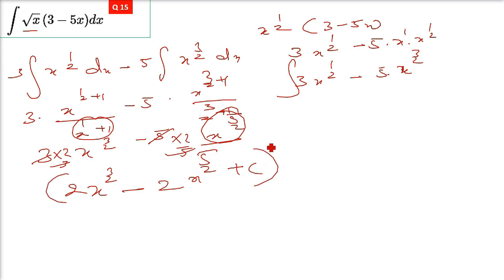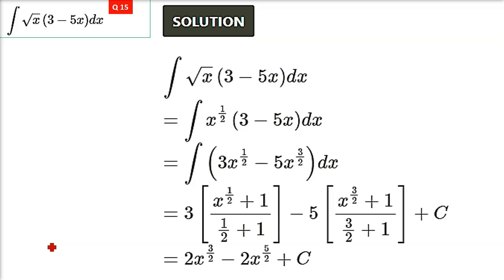x is 3 by 2 minus x is 5 by 2. That is also an option to display the answer. So I hope this is quite clear to you because we have already done 15 questions up till now. So this is your final result.